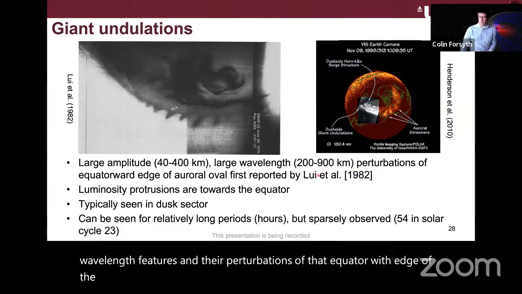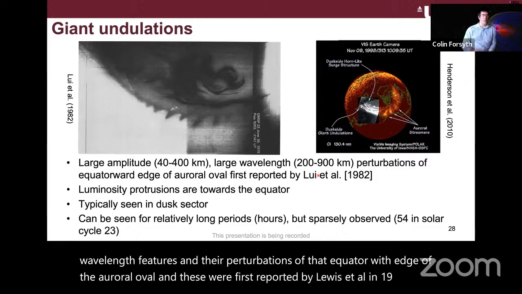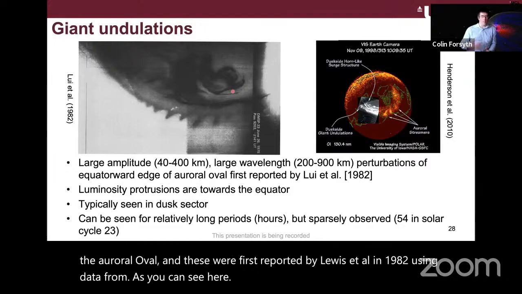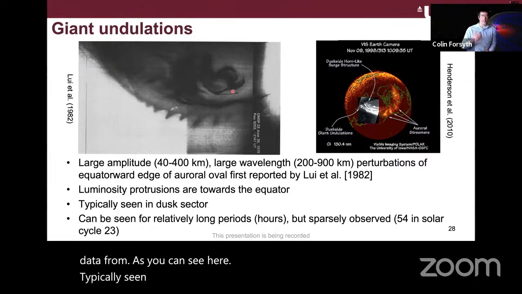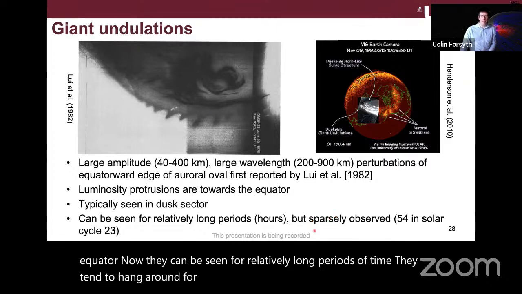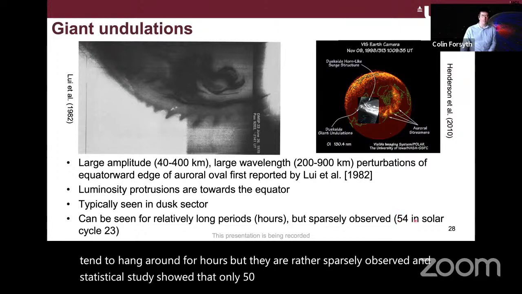And these were first reported by Lui et al. in 1982, using data from DMSP, as you can see here. Typically seen in the dusk sector, and they're these protrusions towards the equator. Now they can be seen for relatively long periods of time. They tend to hang around for hours, but they are rather sparsely observed. And a statistical study showed that only 54 giant undulation events were detected during solar cycle 23.